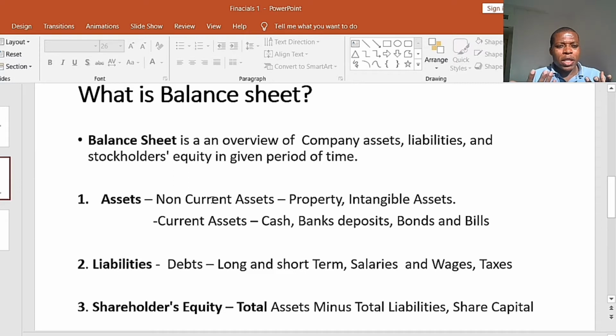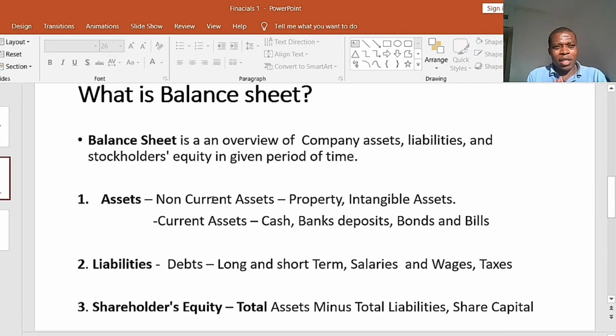So what is a balance sheet? As I said before, it is just an overview of company assets, liabilities, and also stock or owner's equity in a given period. So it also has three sections. When you're looking at a balance sheet, you'll be looking for three things. Number one is assets, liabilities, and shareholders' equity.